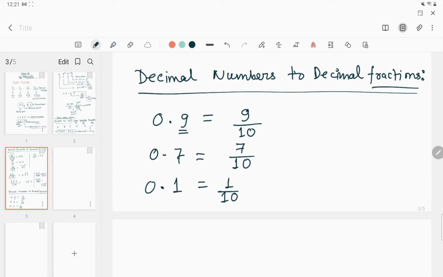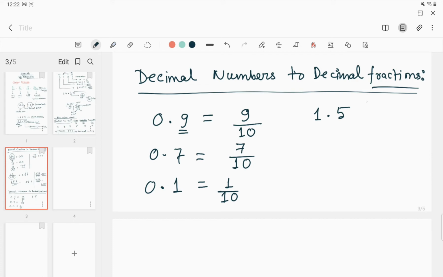Or you can say it this way: after the decimal place, how many digits are there? Only one digit. So 9 by 10. If I say 1.5, after the decimal place, how many digits are there?